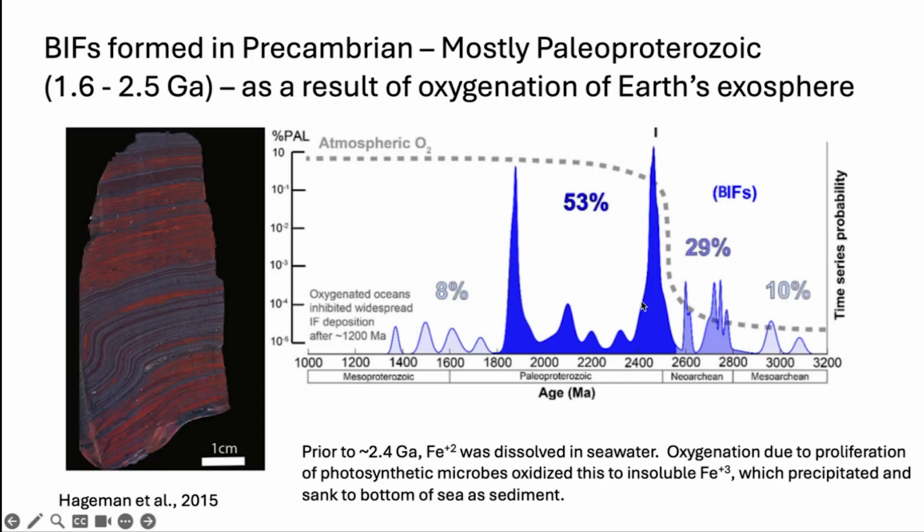So you can see that, this great proportion of BIF, banded iron formation, which is dominantly the source of iron, but there are some others that we'll talk about. And then there's a fair amount in the Archean as well, especially the Neo-Archean, the last part of the Archean.